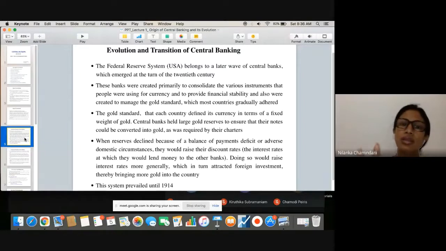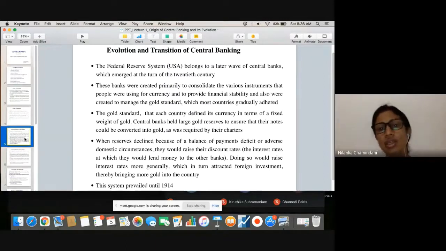So the first reason why these banks were created as a central bank, or the Fed Reserve System, was to consolidate, meaning they are going to use one standard instrument as currency, right? And to provide financial stability, and also they were created to manage the gold standard. The gold standard actually came into play at that time, right? We are going to discuss a little bit more about the gold standard.